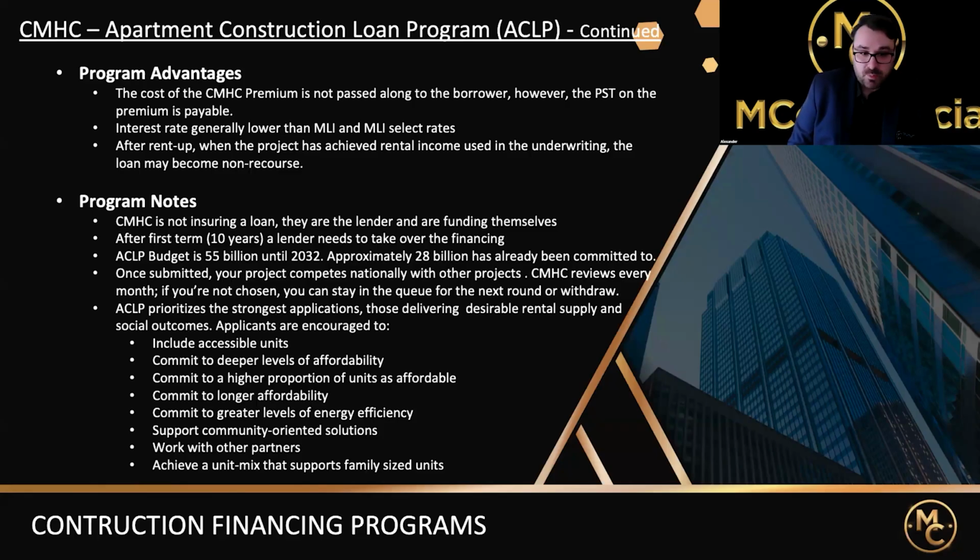You have to commit to a higher proportion of units as affordable, right? Providing the minimal amount of units isn't enough. You'll need to provide more to get more points. Committing to longer affordability, committing to greater levels of energy efficiency, support community-oriented solutions, working with partners, mainly municipalities, cities, provinces partnering with you, and providing a unit mix that supports family size units. They don't just want a lot of small units. You'll get more points if you tend to family size units as well.